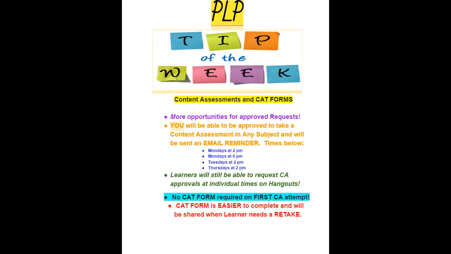Now here's the exciting part. There is no CAT form required on the first attempt of a content assessment. And now the CAT form is easier to complete. So in other words, if this is the first time you're taking that content assessment, you just need to go and request it, and it will be approved on those times. However, if you do not pass that content assessment the first time, then you need to submit a CAT form of what you did different to study for that content assessment.